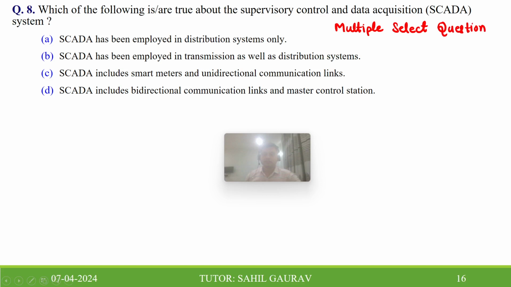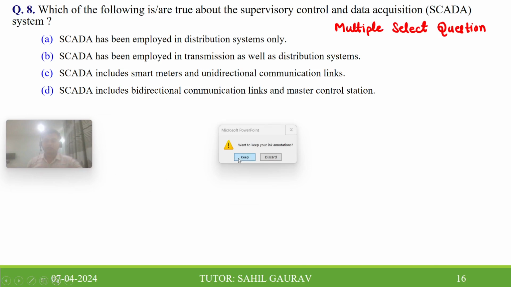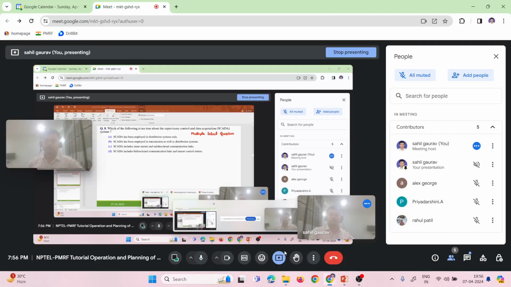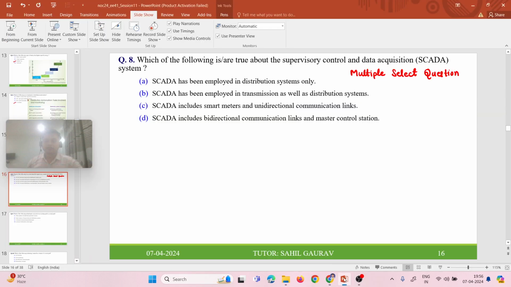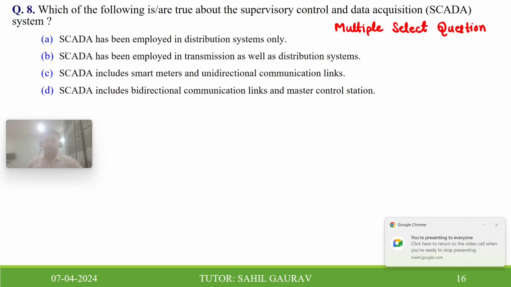The options are: SCADA has been employed in distribution system only. SCADA has been employed in transmission as well as distribution systems. SCADA includes smart meters and unidirectional communication links. SCADA includes bidirectional communication links and master control station. Yes, please. Very nice. Options B and D are the correct answer. SCADA is employed in both transmission as well as distribution systems, and it includes bidirectional communication links and master control station.